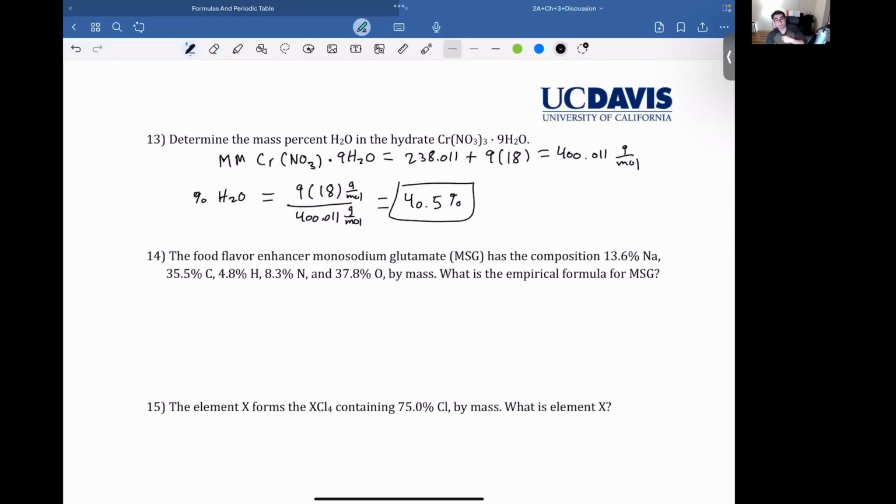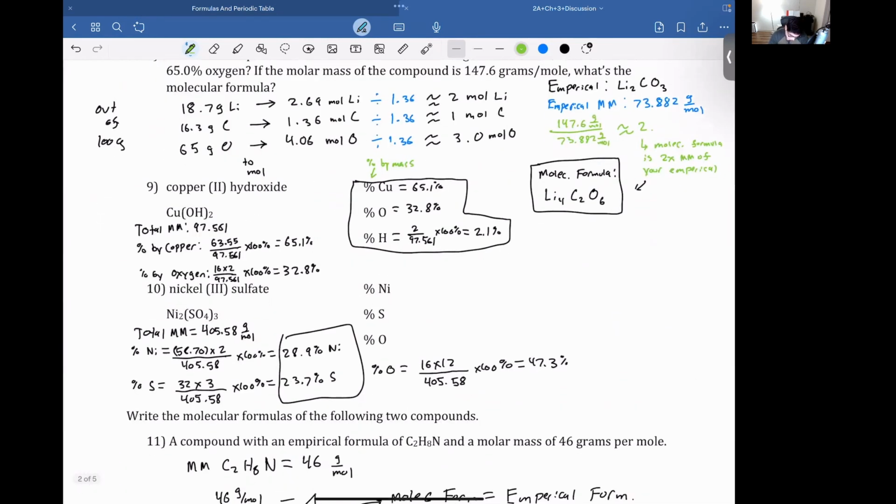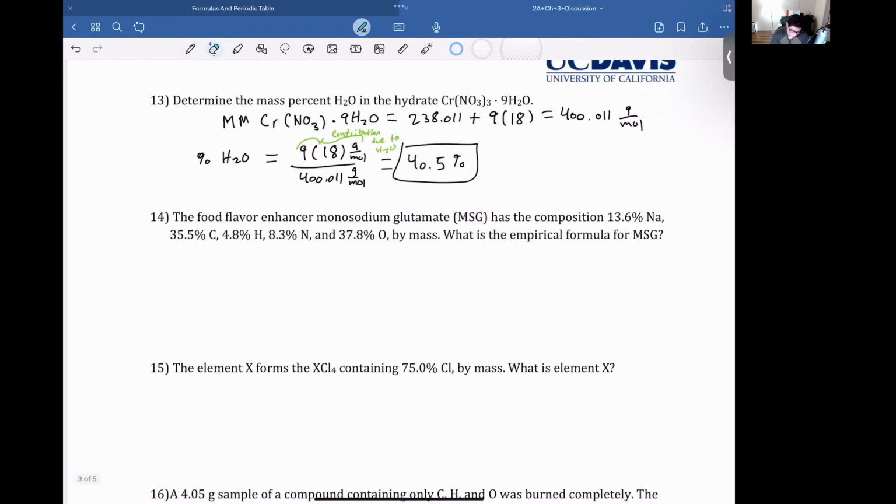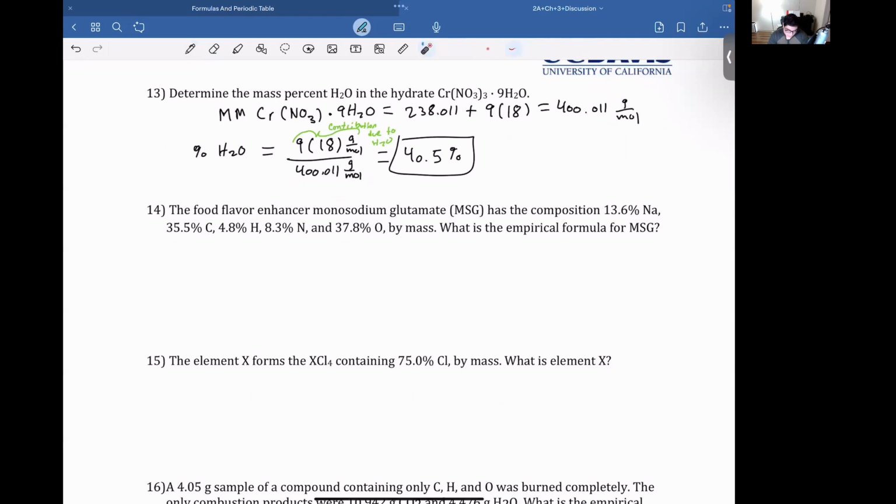That's it. Same problem again as we saw before. So this up here is the contribution due to water, right? To the molar mass. And then it's the same thing with the other ones. All right.